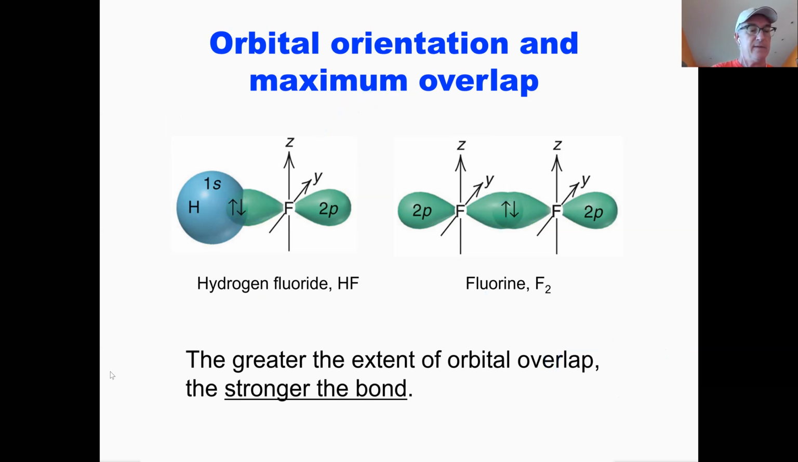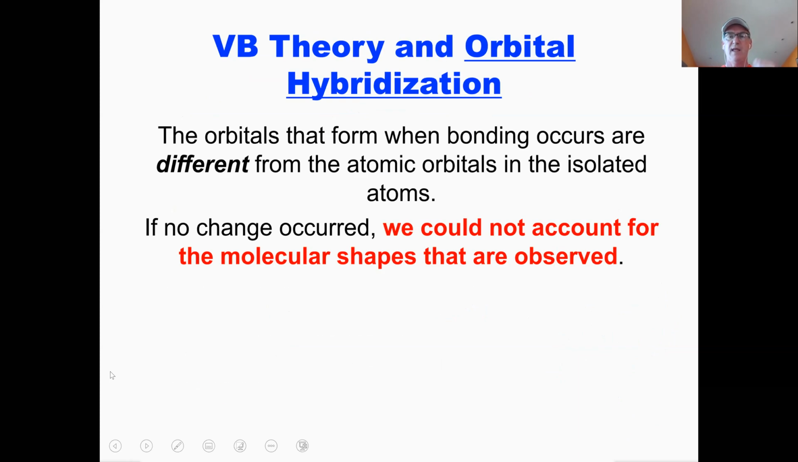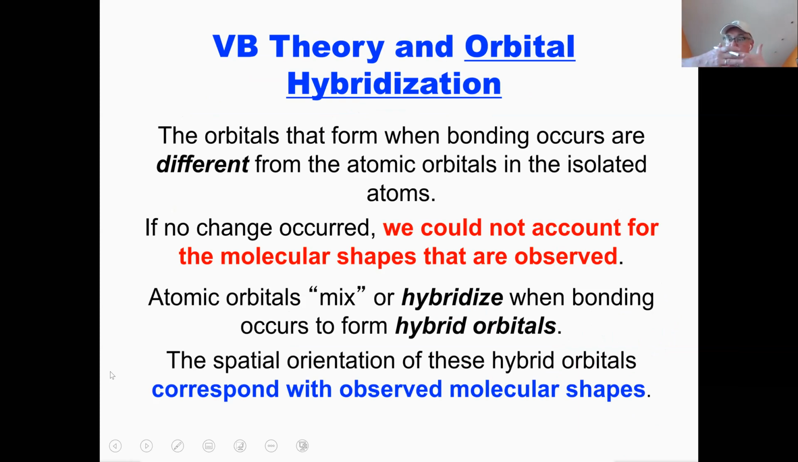So what we say is the orbitals that form when these two things overlap each other are going to look slightly different than the atomic orbitals are going to look, because they're basically going to merge their shapes. That's what's going to happen. Their shapes are going to basically merge together. If I have an S and a P merging together, it's going to be a slightly different shape than either an S or a P would be by themselves. They're going to be slightly different because if no change occurred, we could not account for any of these molecular shapes that we've been talking about.